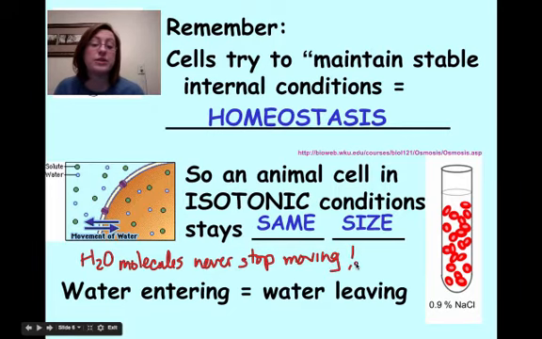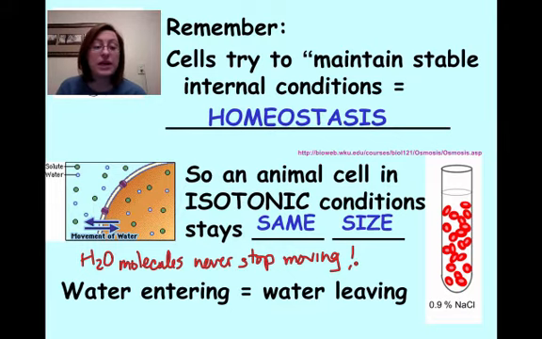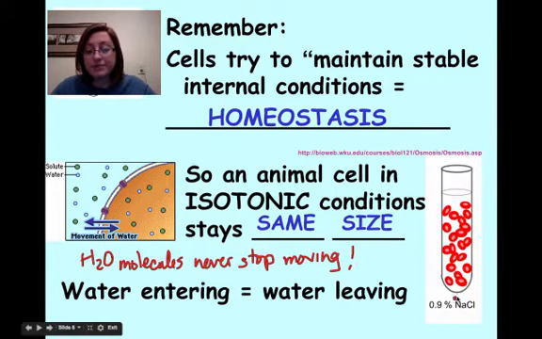Okay, that's an important thing to understand. Water molecules actually never stop moving. Even once they have achieved this balance, there's still going to be small movements. And so what's going to happen is the cell is going to react very quickly to keep that homeostasis going on. An example of homeostasis is in your blood.